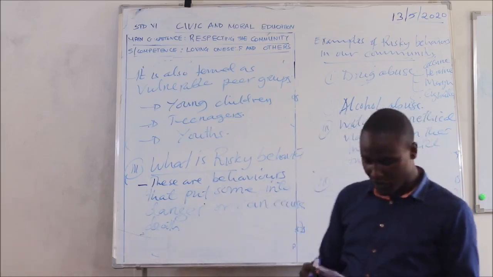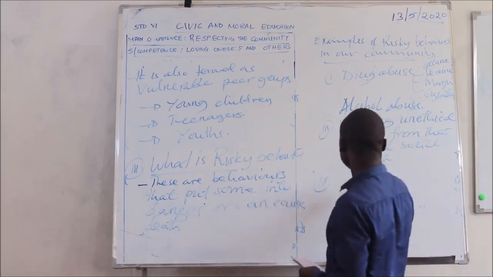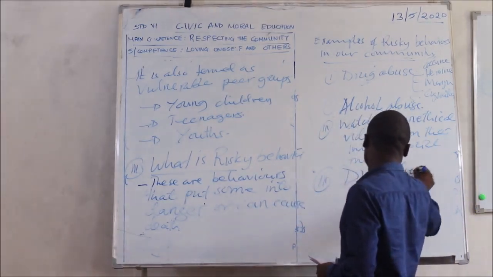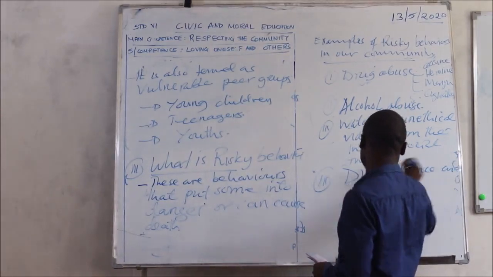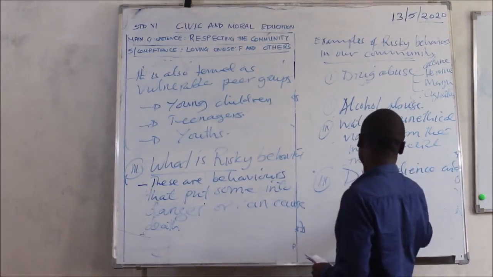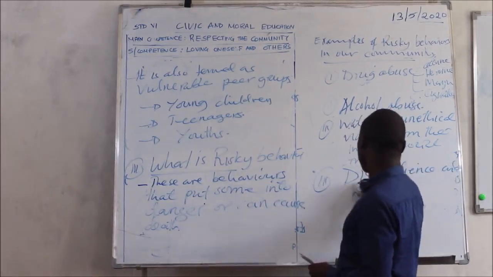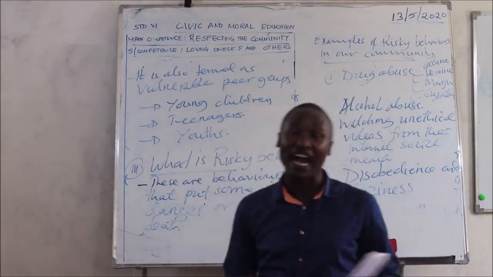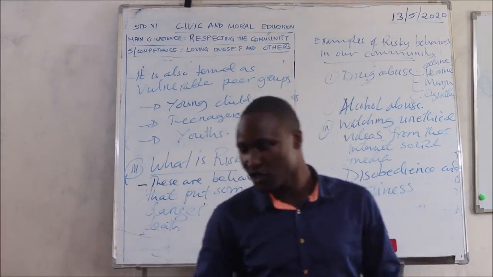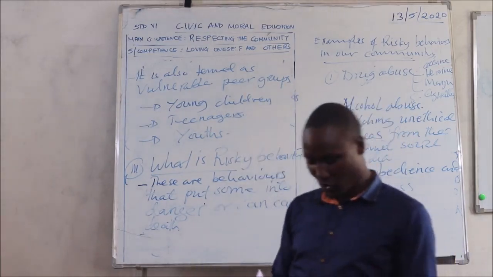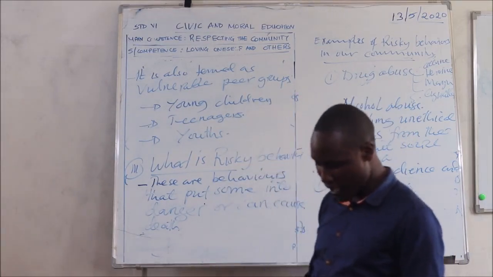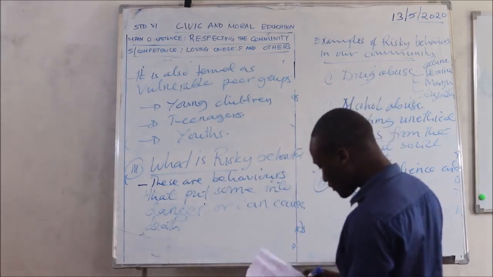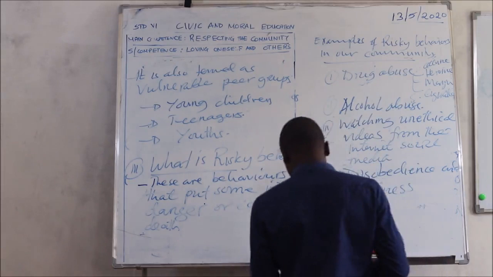Another example is disobedience and laziness. People who are not willing to work hard. They are waiting for others to do the work for them. They don't want to struggle. This also is one of the examples of risky behaviors.